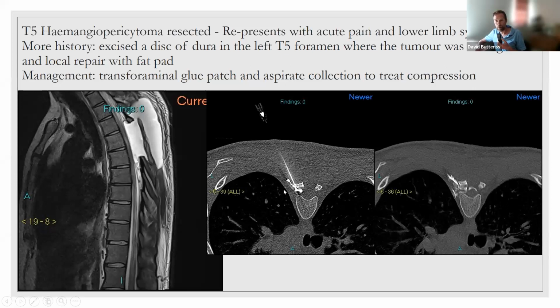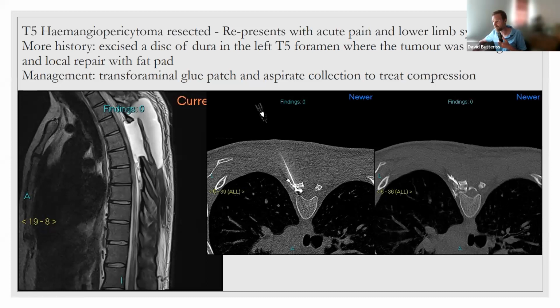So we managed to get a needle down into the foramen. We didn't want to try and fill this entire pseudomeningocele with glue, but once we knew where the leak was coming from, we could just fill that T5 foramen with glue. See, there's a little bit extending over the posterior aspect of the theca, and again, sealed the leak, and the patient was asymptomatic and didn't require further surgery to try and seal that leak.